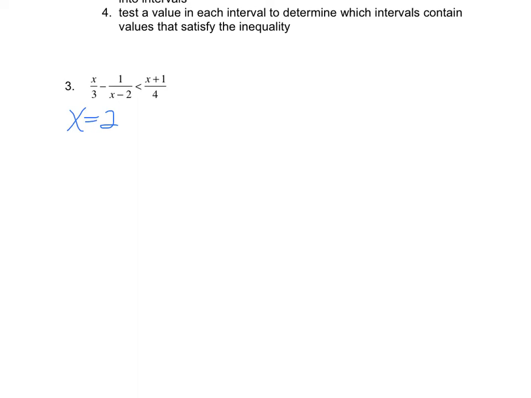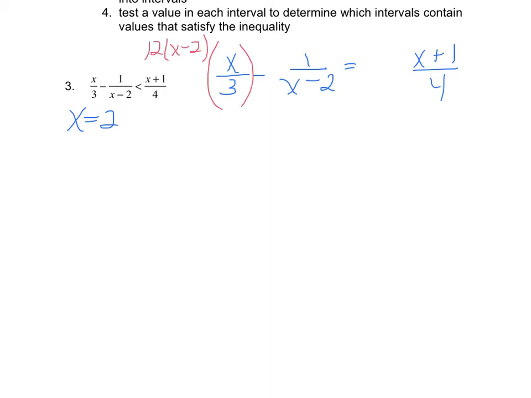So now I'm going to rewrite it as an equation. So I have x over 3 minus 1 over x minus 2 equals x plus 1 over 4. I'm going to use the LCD method to get rid of those denominators, and it looks like the LCD I'm going to use is going to be 12 times x minus 2. So every term is going to get multiplied by 12 times x minus 2.